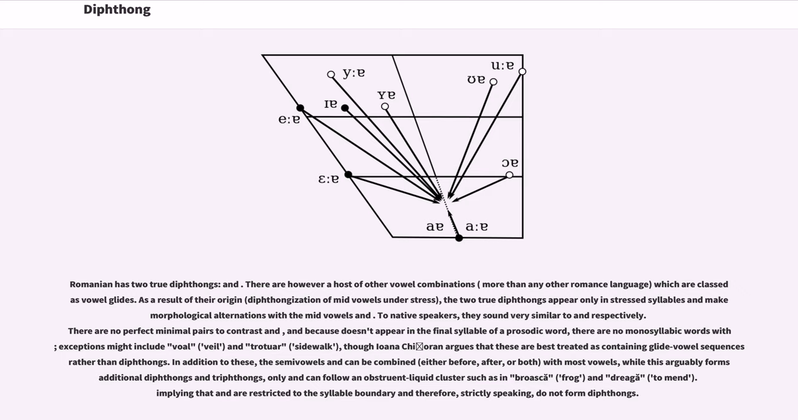In addition to these, the semi-vowels can be combined with most vowels. While this arguably forms additional diphthongs and triphthongs, only two can follow an obstruent liquid cluster, such as in broasca and draga, implying that they are restricted to the syllable boundary and therefore, strictly speaking, do not form diphthongs.